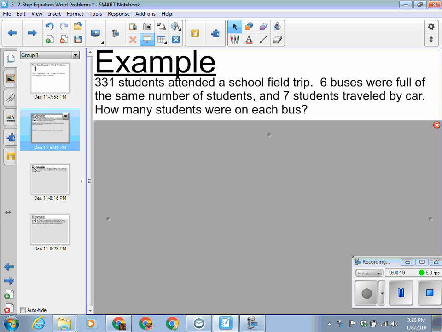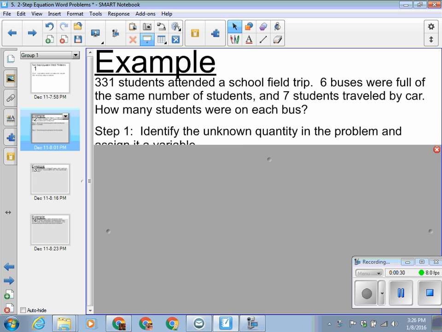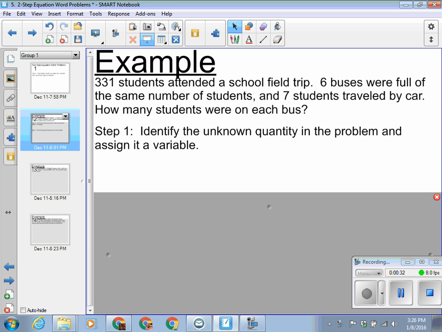So, in this problem, we've got 331 students attend a school field trip. 6 buses were full of the same number of students, and 7 students traveled by car. How many students were on each bus? Well, let's start by identifying the unknown quantity in the problem and assigning a variable. This is called defining a variable. Very important step as you get deeper into equation and problem solving.